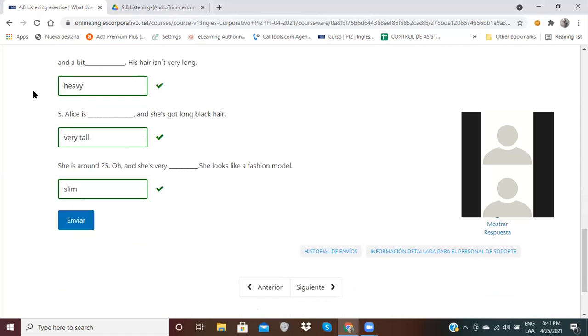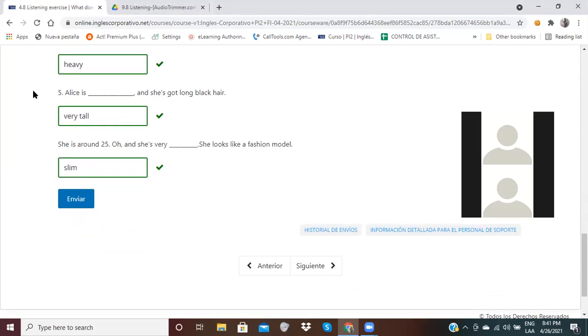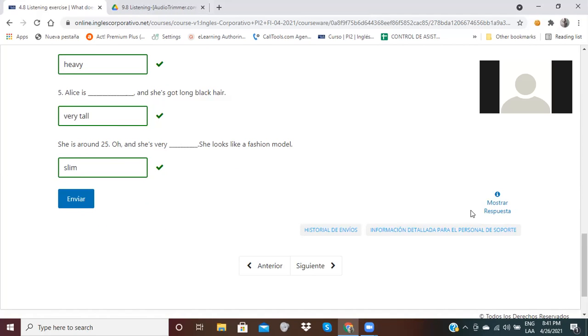Perfect. Ailey, continue. Alice is very tall. And she's got long black hair. Excellent. Susie, the last one. She is around 25 years old, and she's very slim. She looks like a fashion model.